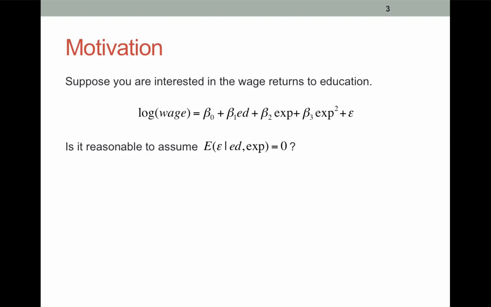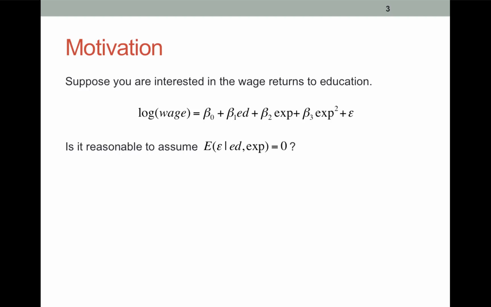Now in this model, is it reasonable to assume that the expected value of the error term is independent of education and experience? That is, are there unobserved determinants of wages that might be correlated with how much schooling someone gets? I suggest pausing the video now and making a list of those potential determinants. I'll wait.